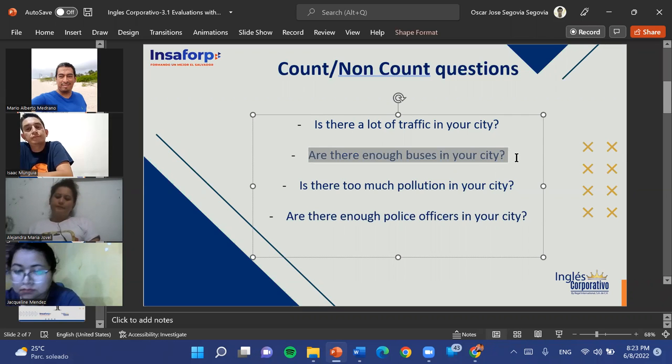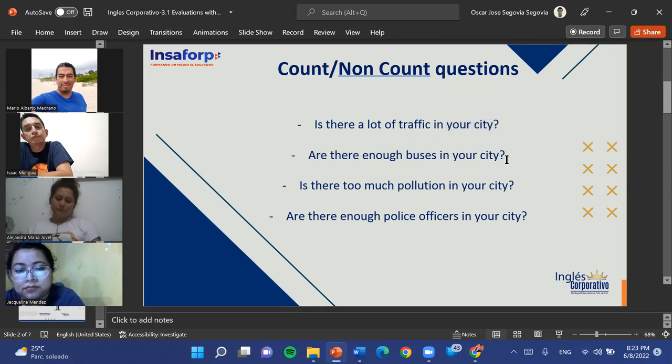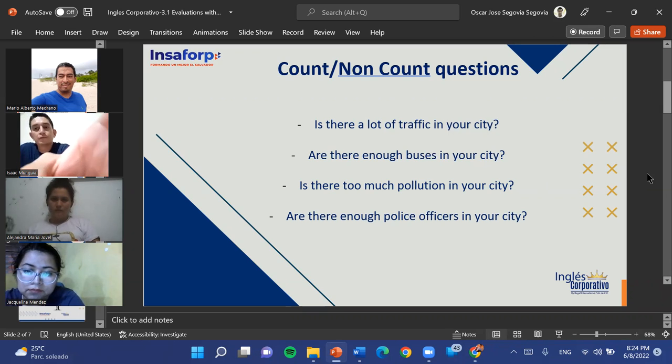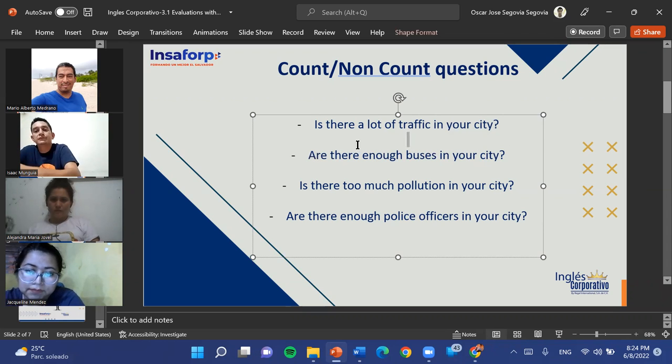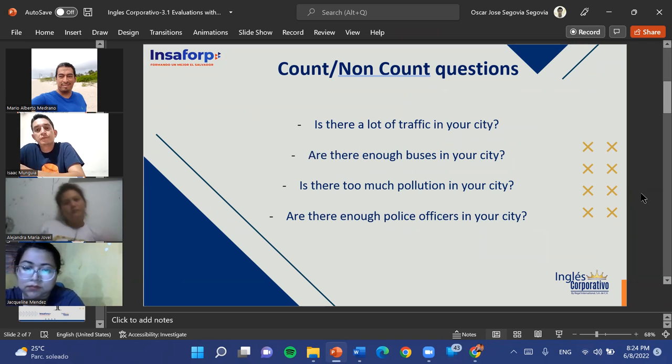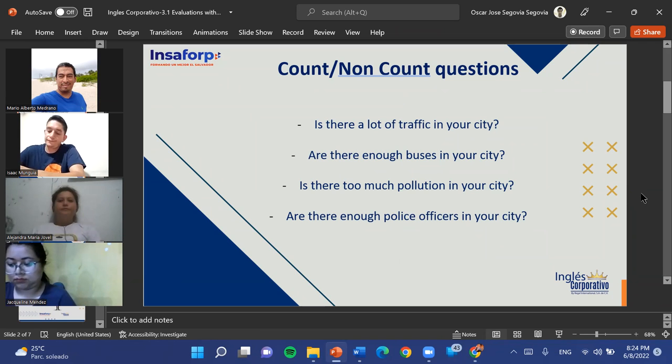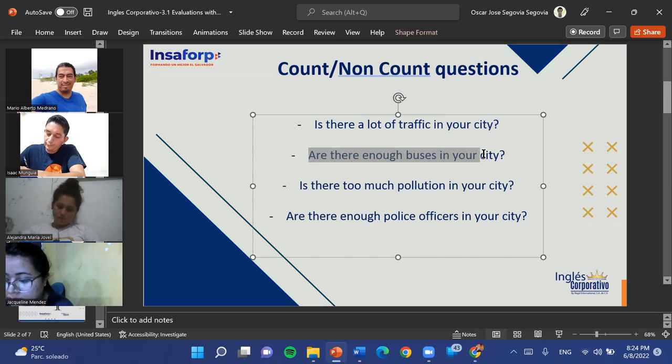Now, how about this one? Are there enough buses in your city? What do you think, Isaac? Does it refer to a countable or to a non-countable noun? Countable. All right, very good. So the same thing, right? Once again, here we have that this structure is in plural. And whenever we use plurals, we are talking or referring to countable nouns because they, of course, can be turned into two or more separable things that can be easily individualized. Therefore, this one is a countable question.